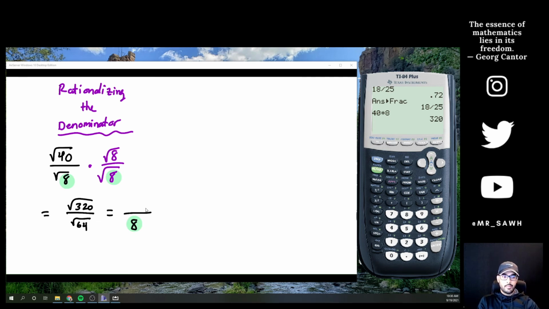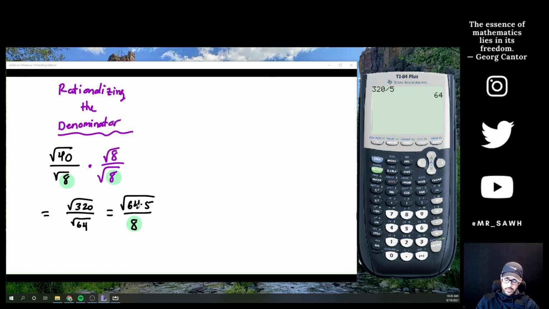But now you've got to think about the top part, right? 320, well, that's a perfect square. Or no, sorry, 320 is not a perfect square. We're looking for a perfect square factor inside of 320. And if I divide it by 5, I'm going to get 64. So 64 times 5 is what happens inside.